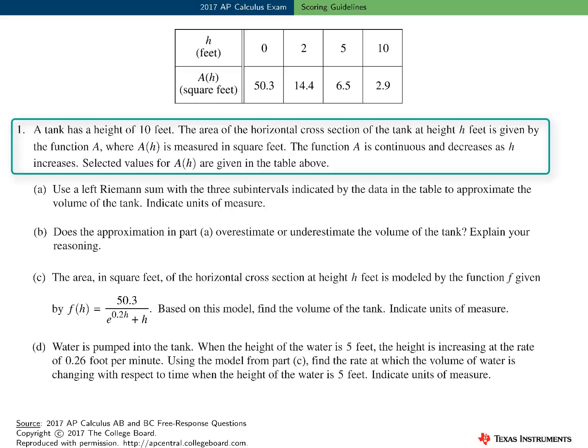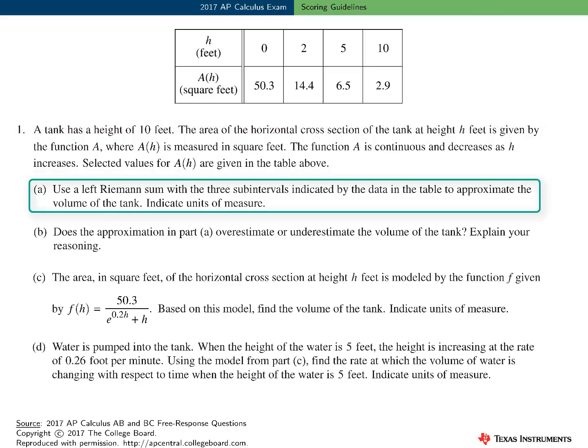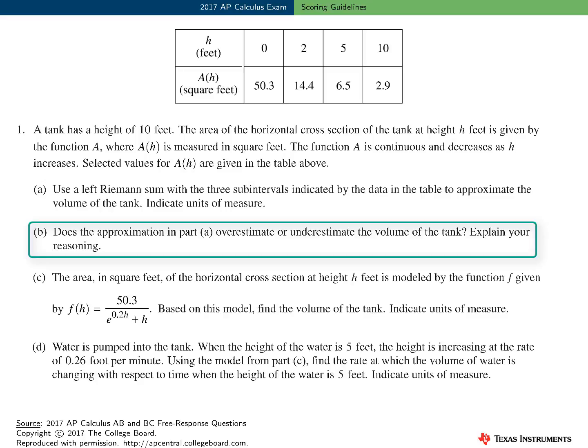In this problem, we have a tank with a height of 10 feet, and the area of the horizontal cross-section of the tank at height h feet is given by a function capital A. The function A is continuous and decreases as h increases, and selected values for A of h are given in this table. In part A, we need to use a left Riemann sum and the data in the table to approximate the volume of the tank. And in part B, we need to determine whether this approximation is an overestimate or an underestimate for the volume of the tank.